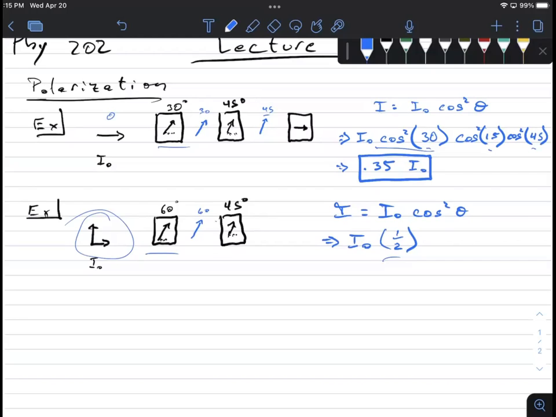Well, this I do need a cosine squared because I'm not unpolarized anymore. I started unpolarized. I went through a filter. The filter took everything away and kept only 60 degree stuff. So now I need a cosine squared for this. And what's the angle? Well, I'm starting at 60, trying to get through 45. 60 minus 45 is 15. So his angle is 15. And now I've made it through the second filter, so I made it through the whole system. So if I work this out, I get the answer, let's see, cosine squared of 15 divided by 2 gives me 0.467 I naught.